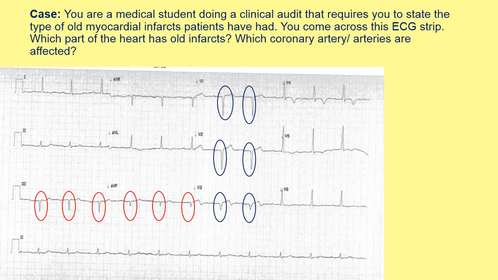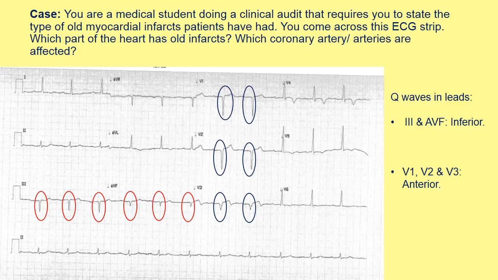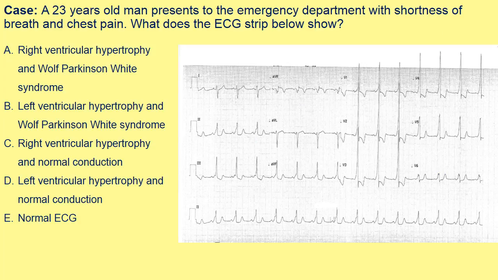So now which coronary arteries supply the inferior part of the heart? So it is the right coronary artery, and the anterior part, the left anterior descending artery. Okay. And pause the video.